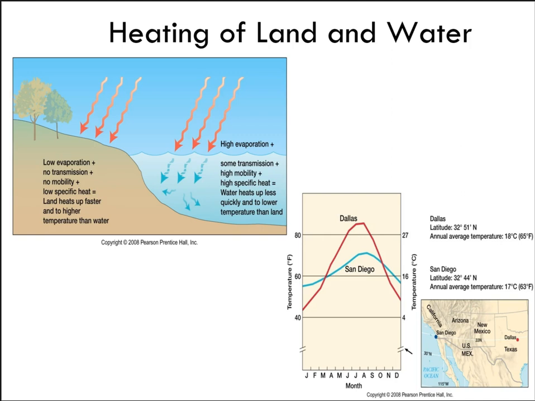And this is illustrated in the lower right figure. You should be able to explain why San Diego has a relatively constant temperature while Dallas has more extreme variations, and finally, why the average annual temperature is roughly the same for each place. So you should be able to understand this concept.